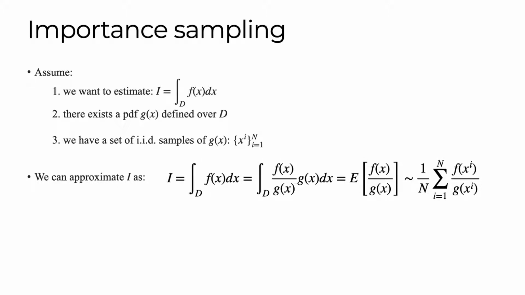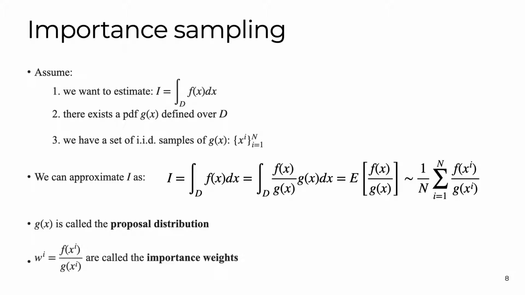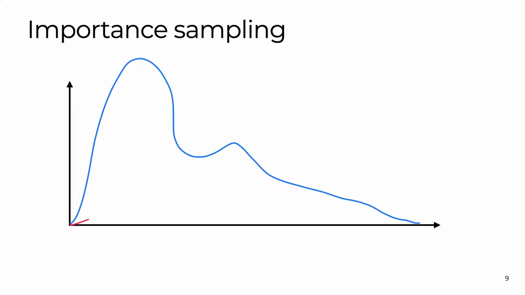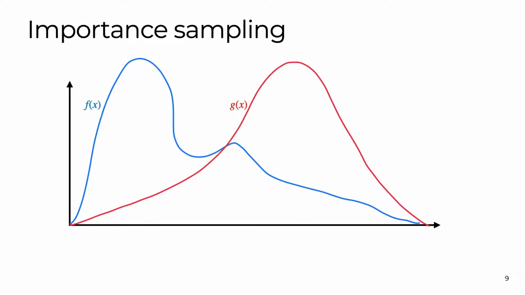With a little bit of mathematical manipulation, we can rewrite this integral as an expectation of f of x over g of x. We can easily approximate this expectation and consequently the integral I by averaging over the samples. In importance sampling, this function g is called the proposal distribution, and the ratios of f over g are called the importance weights of the samples. We can represent this by a picture. Imagine we are trying to integrate over this function f. We have this other proposal distribution g. We can sample from the proposal distribution and then weight the samples by the ratio of f over g and average them. As the number of samples increases, this average will converge to the value of the integral over f.